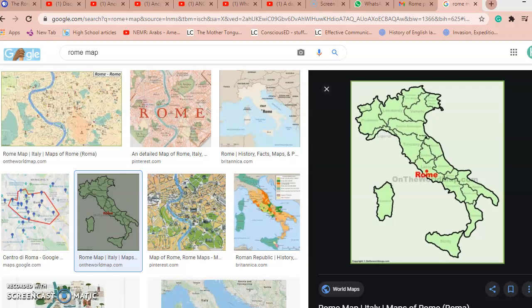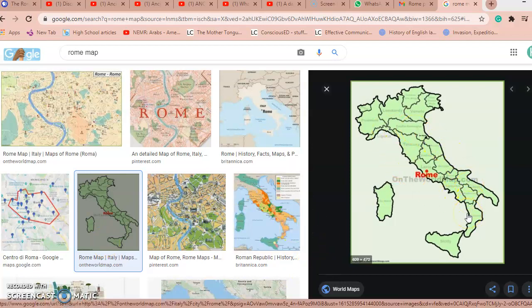Rome is actually in Italy. This is the map of Italy. If you have a creative eye, you will see that it looks like a foot, like a heel, right? Like shoes with heels over here. This is Italy, and this is Rome.